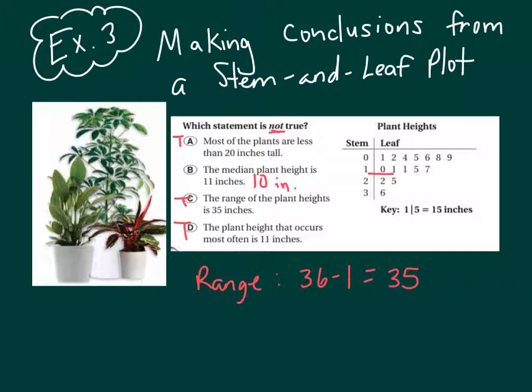So that tells us that the only one of those statements that is not true is letter B, because the median plant height is actually 10 inches, not 11.